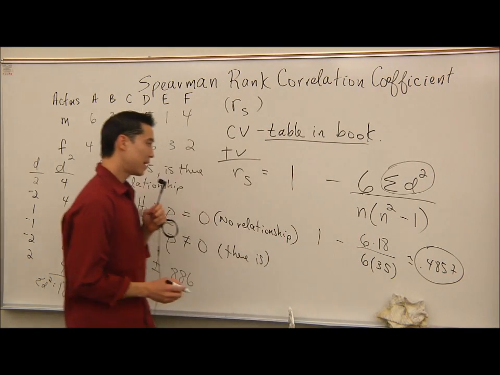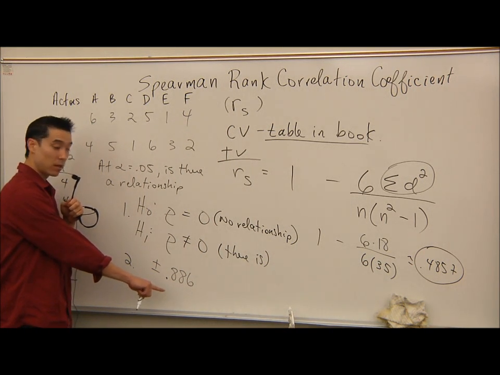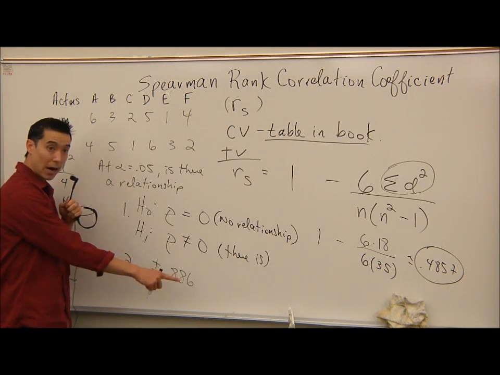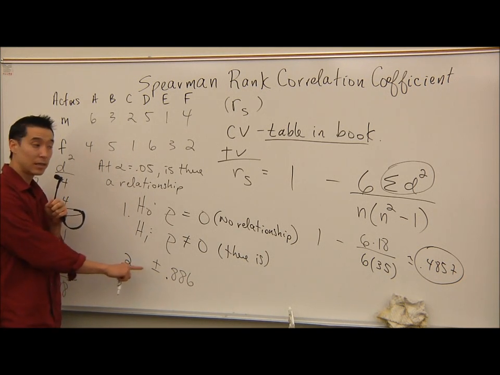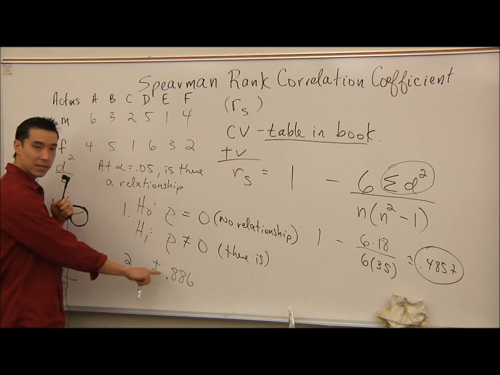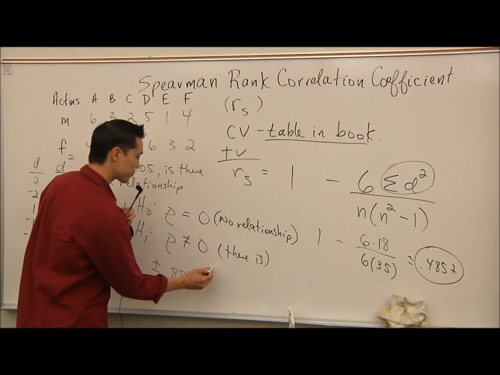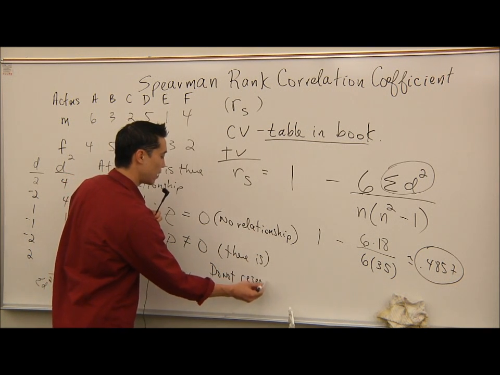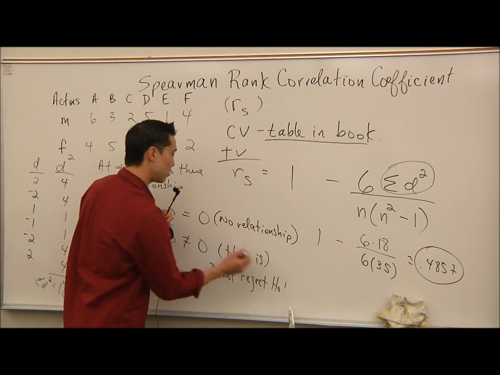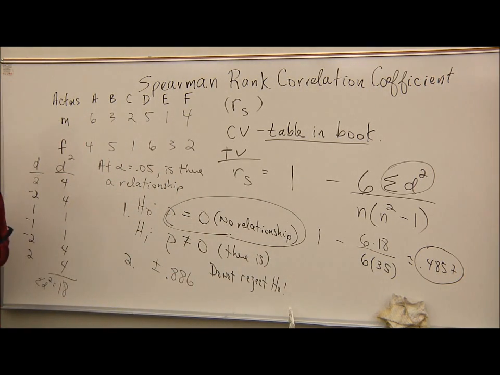Okay? My critical value is plus or minus 0.886. So it would have had to have been 0.886 or higher, or negative 0.886 or lower for us to reject. Since 0.4857 is not in the rejection region, step 4 is do not reject H0. And if I do not reject H0, I'm saying there is no relationship between the ranks for the male and female patrons on the actors.